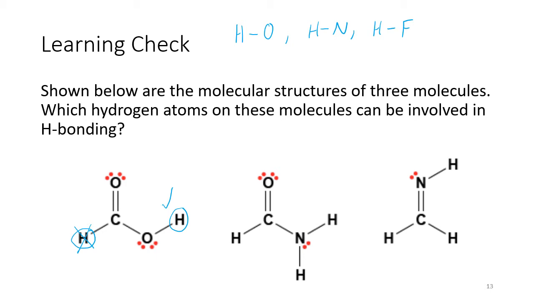Moving to the structure in the middle, this hydrogen is bonded to carbon, so it's not going to participate in hydrogen bonding. This hydrogen and this hydrogen, on the other hand, are both bonded directly to a nitrogen atom. Therefore, both of those hydrogens will be available to hydrogen bond. And in our third molecule on the right, these 2 hydrogens are bonded to carbon, so no hydrogen bonds, whereas this hydrogen in the upper right corner is bonded directly to a nitrogen, so that one will be involved in hydrogen bonding.